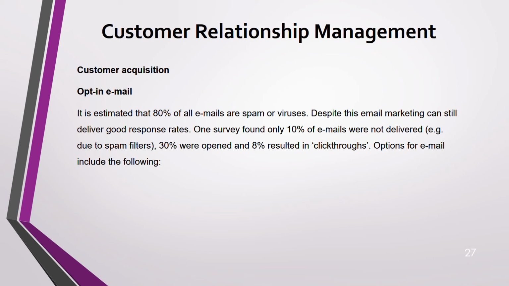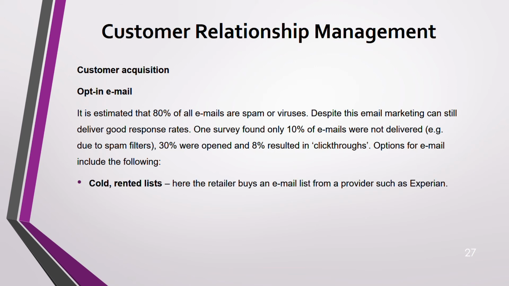So options for email include what? These are options for email. It could be a cold rented list. What does the retailer do? They buy an email list from a provider such as Experian.